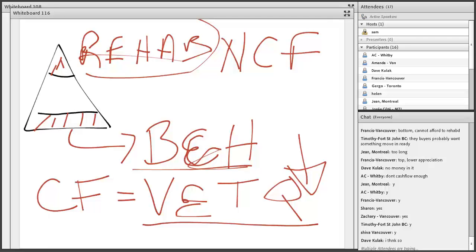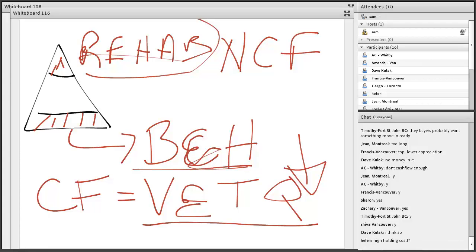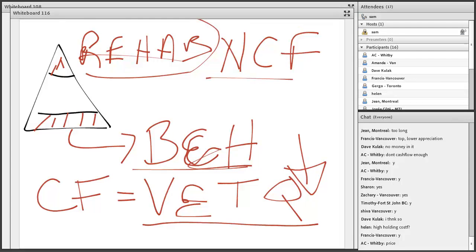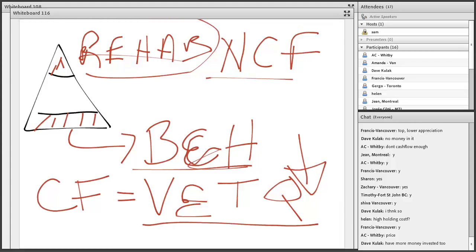Now up here, it's for a different reason. We don't want to buy and hold. Why? Up top here. Why? We don't want to buy and hold because there's no cash flow up here. No cash flow. Everybody see that? Can't cash flow these properties up here. Why? Well, high holding costs. Yeah, that's part of it. But really, mostly, it's because the prices are just too high.